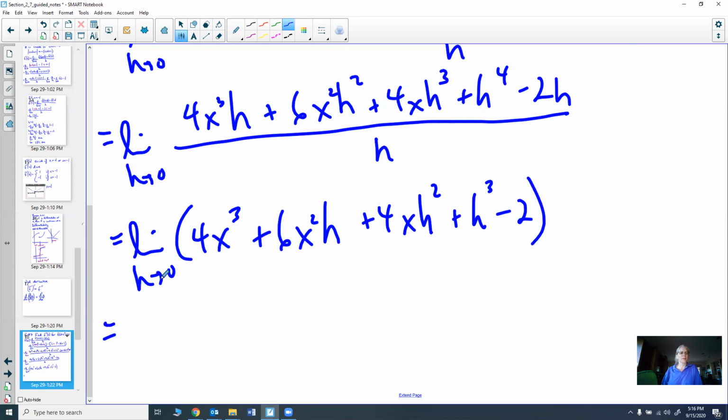Now, finally, when you let h go to 0, remember 4x cubed does not have an h in it, so it doesn't actually get affected by h going to 0. In this limit it's considered a constant, so it's 4x cubed. The 6x squared h, you can put a 0 in for h, but 0 times anything is 0, so this goes away. 4x h squared, again put 0 in for h, this term will go away. H cubed, put 0 in for h, this term will go away. And then minus 2 is a constant. So there's my first derivative.